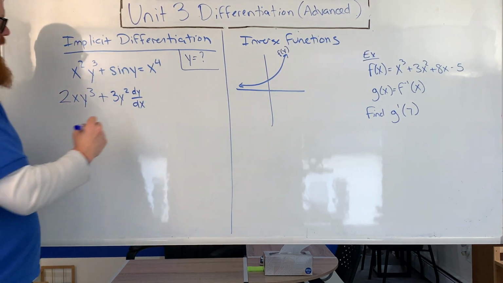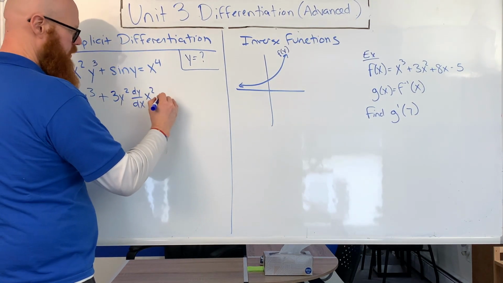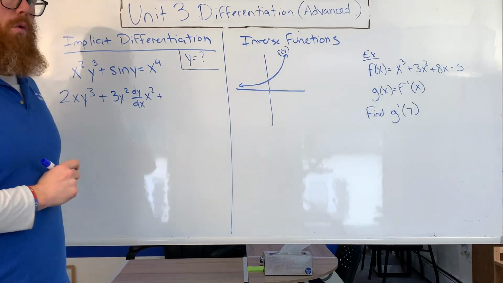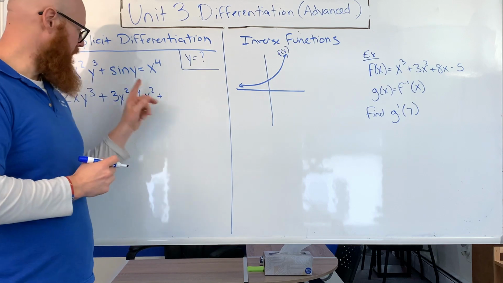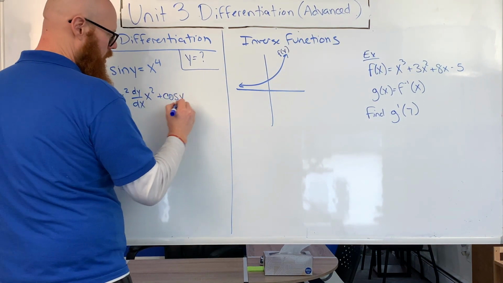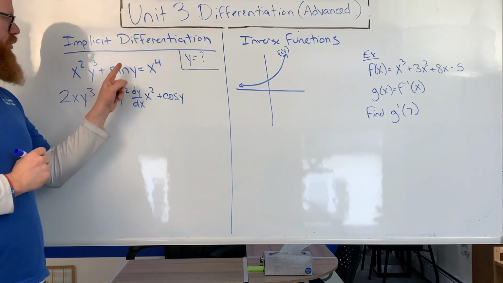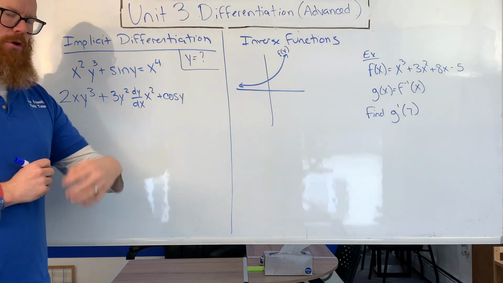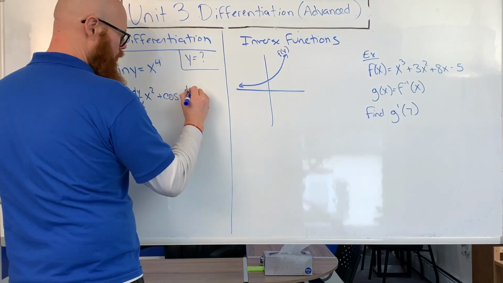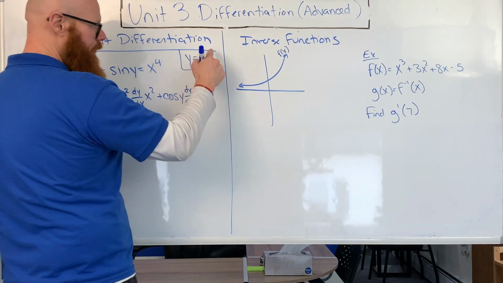And then we keep the second function the same, so x squared. So let's take a look at this again. When we do the derivative of sine y, we look at the outer function is sine, so the derivative of that is cosine. But then we have to multiply by the derivative of the inside function. The derivative of y is dy dx, because again, we don't have y solved for in terms of x.